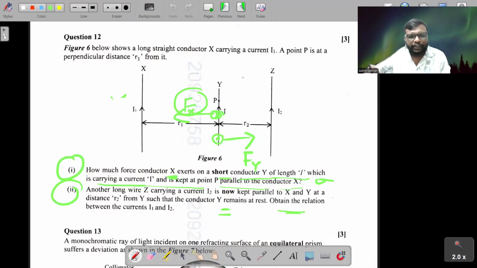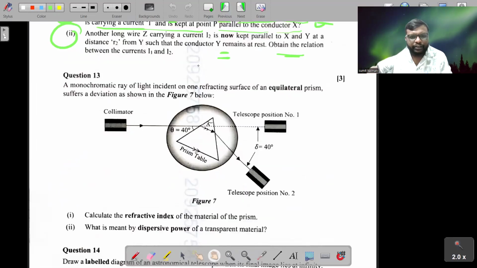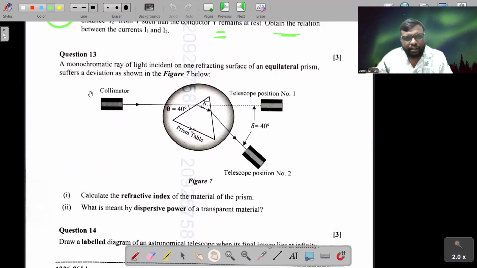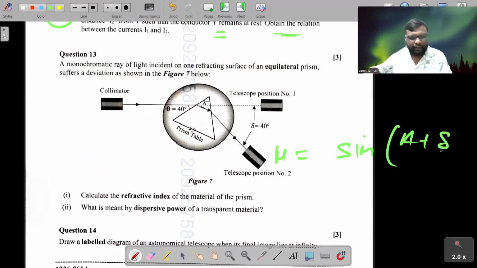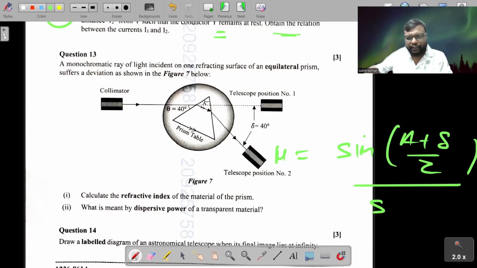Now students, we will proceed to the next problem. Question number 13. They are asking: a monochromatic ray of light incident on one refracting surface of an equilateral prism suffers a deviation as shown in the figure given below. You can just see. You have to calculate the refractive index of the material of the prism. So students, what is the formula for refractive index? In terms of angle of prism and deviation, it is sin of (A plus delta) by 2 upon sin A by 2.